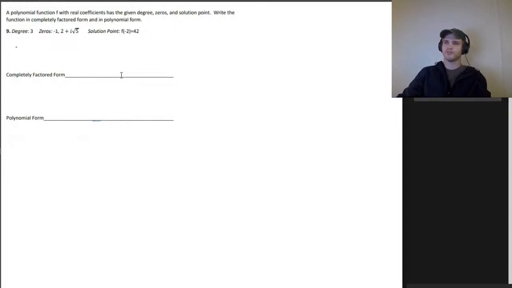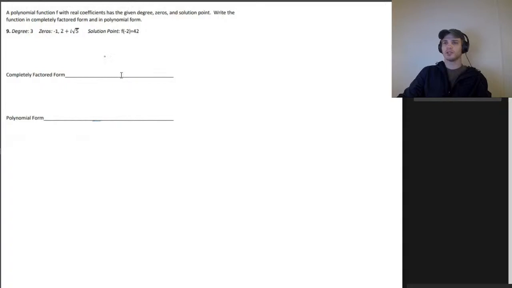Okay, so it says a polynomial function f with real coefficients has the given degree and solution point. Write the function in factored form. So the degree is 3, so it's a cubic, and it's got solutions -1 and 2 plus i root 5. Those are the two solutions they give us. Then it says f of -2 equals 42, which means if I plugged -2 into the polynomial, I would get back 42.